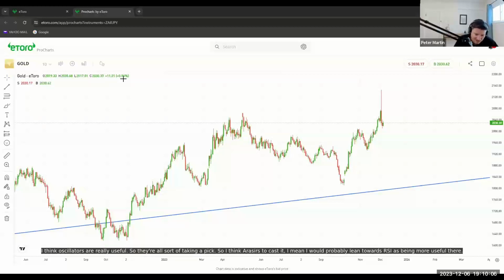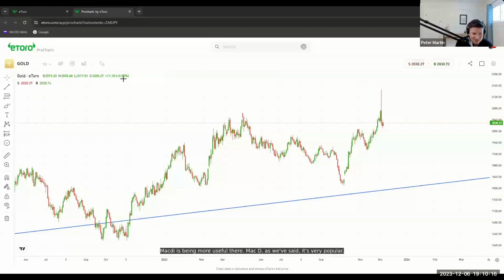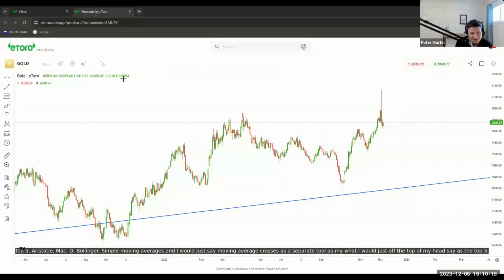I think oscillators are really useful. So they're all sort of take your pick. So I think RSI or stochastic, I would probably lean towards RSI as being more useful there. MACD, as we've said, is very popular. So top 5: RSI, MACD, Bollinger, simple moving averages. And I would just say moving average crosses as a separate tool, as what I would say off the top of my head as a top 5.